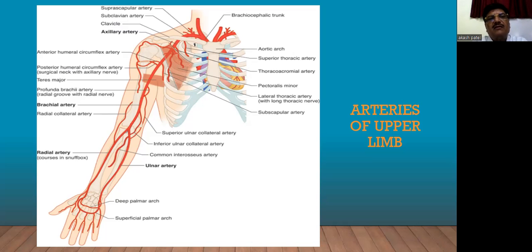So this is the arterial structure of the upper limb, and there are a lot of collaterals available around the joint, so that if there is any disease or blockage in any artery above the joint, these collaterals will try to restore blood circulation and maintain the living of the limb.